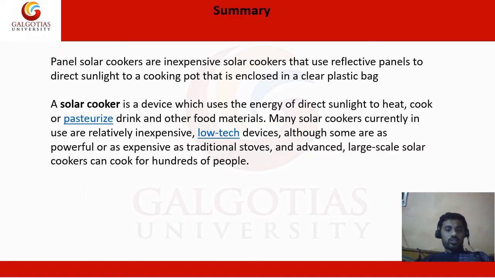So panel solar cookers are inexpensive solar cookers that use reflective panels to direct sunlight to a cooking pot that is enclosed in a clear plastic bag. And as we told you, the solar cooker is an application that uses the energy of sunlight to heat, cook, or pasteurize drinks and other food materials. And many solar cookers are relatively inexpensive, and they are as powerful as traditional stoves, and advanced large scale solar cookers can cook for hundreds and hundreds of people.